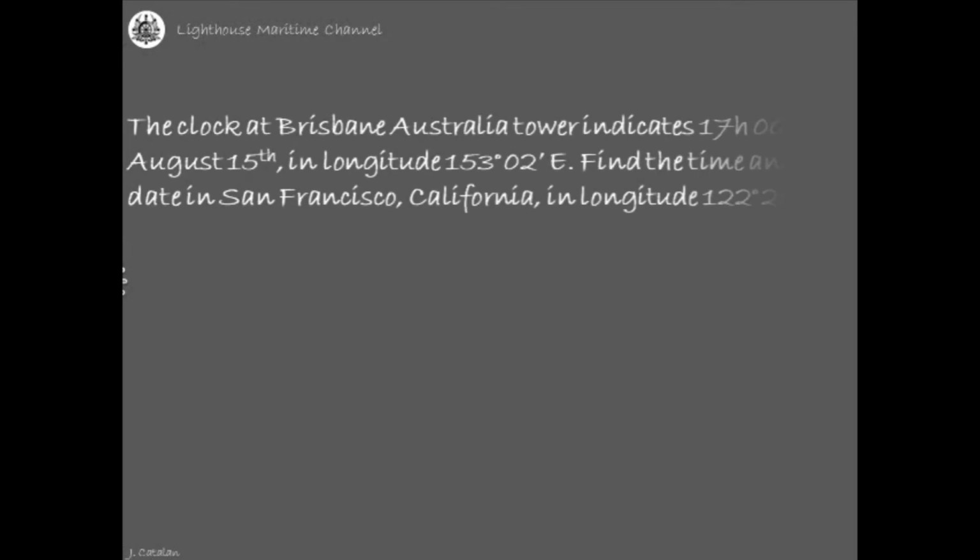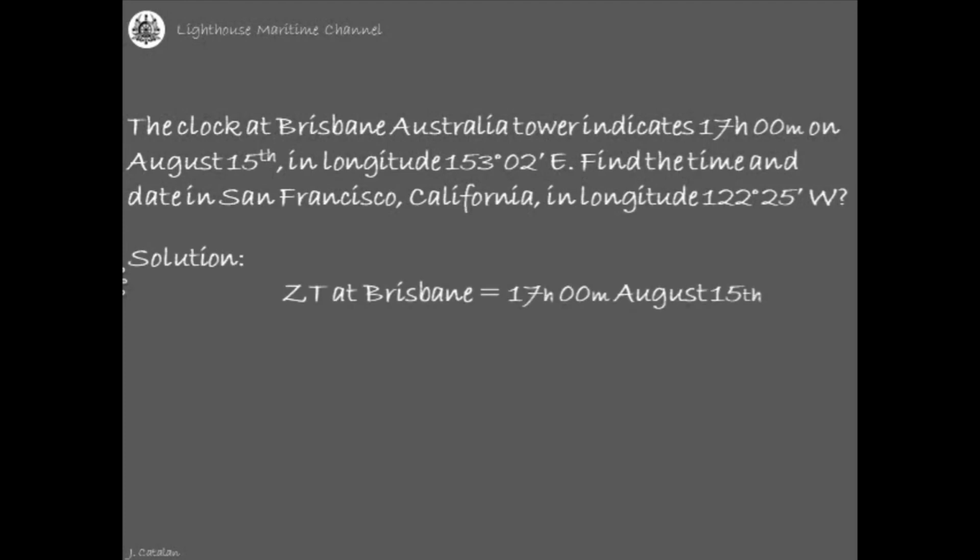Third example. The clock at Brisbane Australia Tower indicates 17 hours and 0 minute on August 15, in longitude 153 degrees 2 minutes east. Find the time and date in San Francisco, California, in longitude 122 degrees and 25 minutes west. Solution. Zone time at Brisbane is equal to 17 hours and 0 minute, dated August 15.